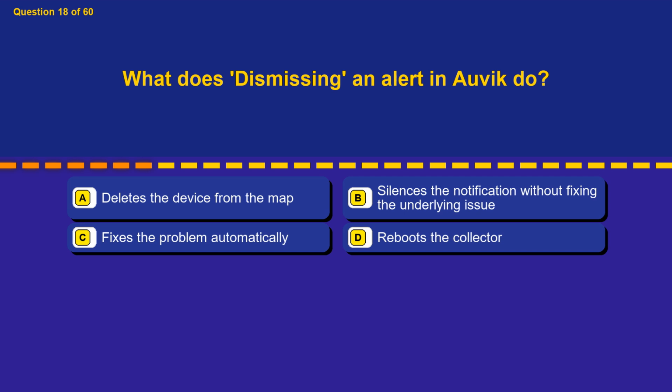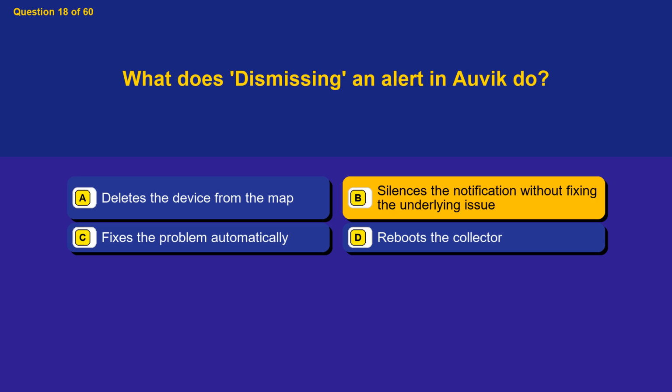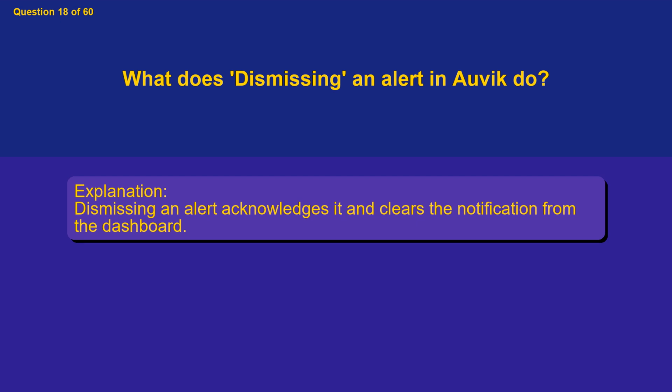Option A. Deletes the device from the map. Option B. Silences the notification without fixing the underlying issue. Option C. Fixes the problem automatically. Option D. Reboots the collector. The correct answer is option B. Silences the notification without fixing the underlying issue. Dismissing an alert acknowledges it and clears the notification from the dashboard.